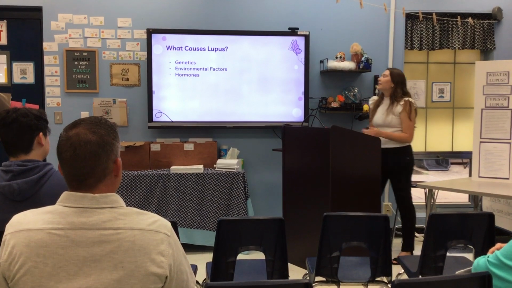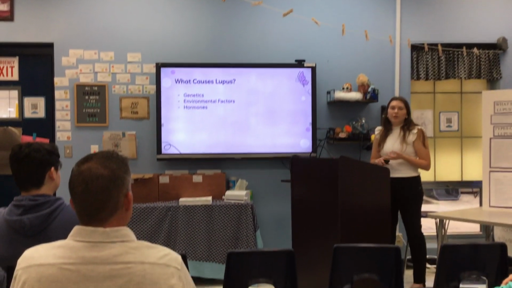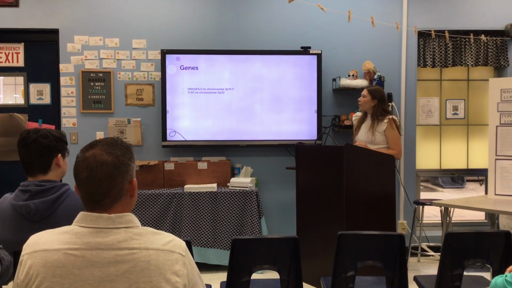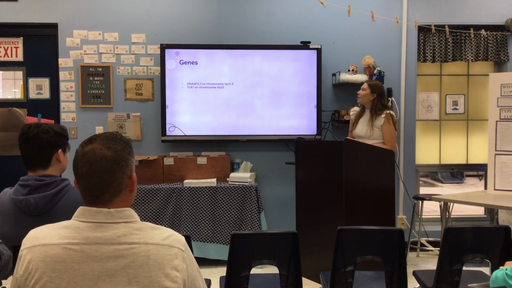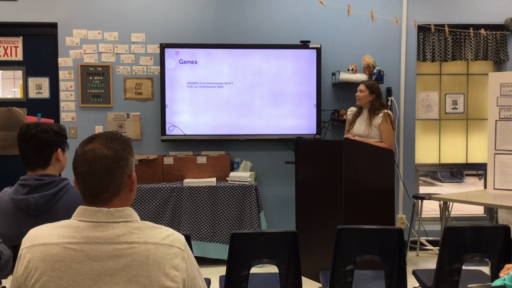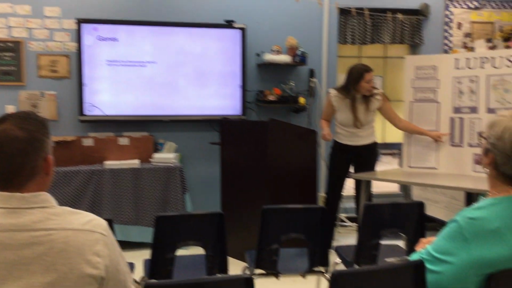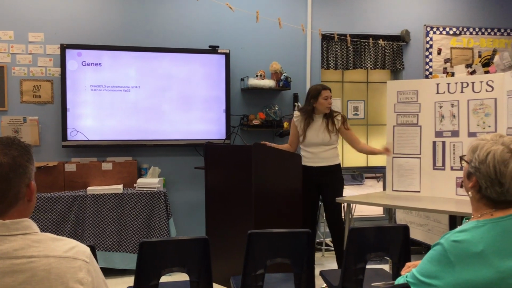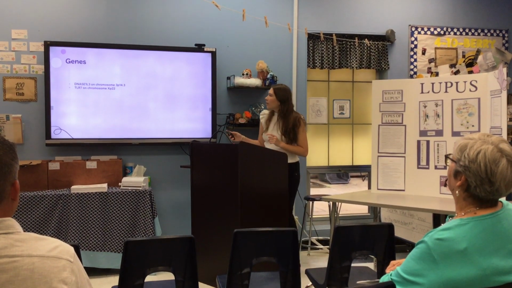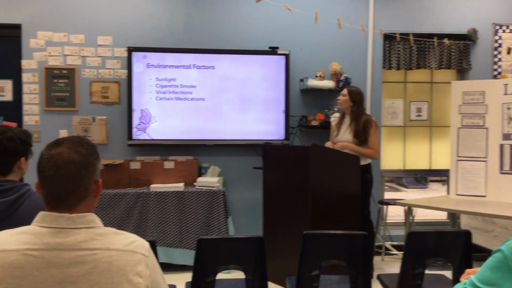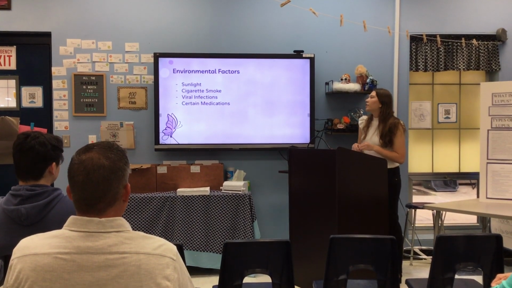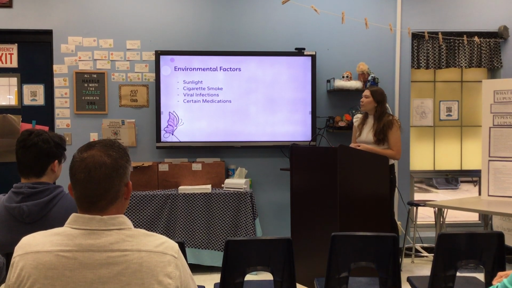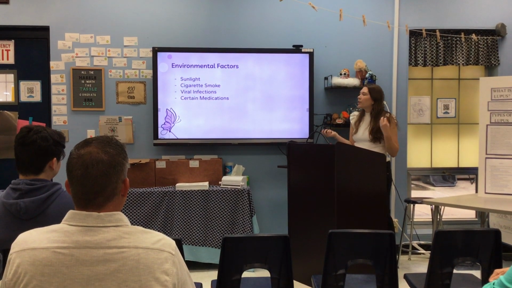Now, what causes lupus? It's a mix of genetics, environmental factors, and hormones. The genes that the mutations occur on are DNASE1L3 on chromosome 14-3P, which is right here, and then on gene TLR7 on chromosome XP22, which is right here. The environmental factors include sunlight, cigarette smoke, viral infections, and certain medications. These environmental factors can make the lupus worse and also can cause the lupus to start.